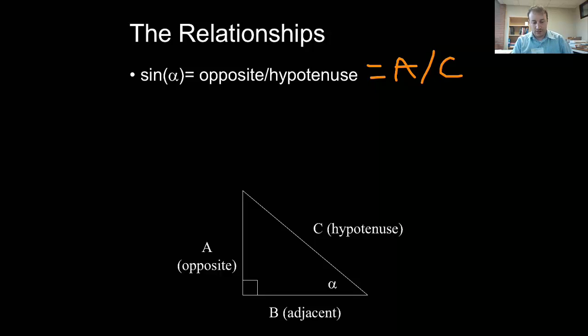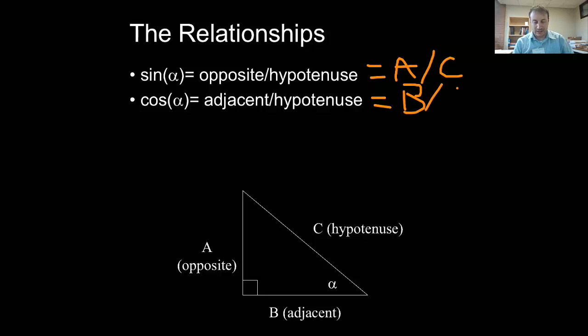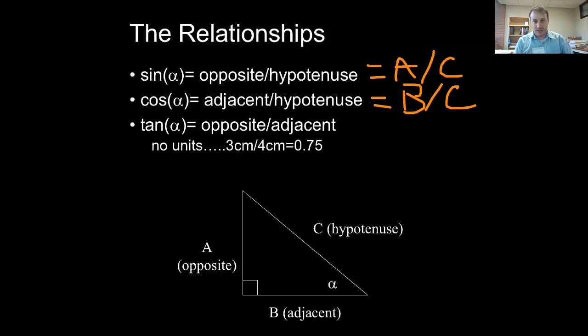The cosine of our angle alpha is going to be equal to the adjacent side over the hypotenuse, or in this case, our length B over our length C. Finally, the tangent of our angle alpha is going to be equal to the opposite side over the adjacent side, or in other words, A over B. It's important to remember that these tangent alpha, cosine alpha, and sine alpha functions are unitless.